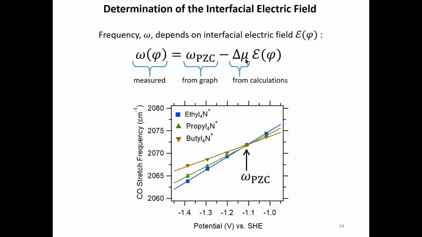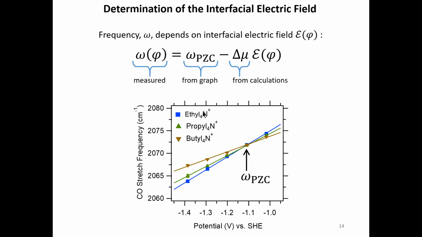Now, delta mu is the Stark tuning rate of surface adsorbed CO, which is a molecular constant of surface adsorbed CO, and it is known from calculations. Omega PZC is the frequency of surface adsorbed CO in the absence of an interfacial electric field, that is, at the potential of zero charge of the electrode. And we can estimate the potential of zero charge of the copper electrode in the presence of our electrolytes on the basis of the CO stretch peak frequency as a function of applied potential.